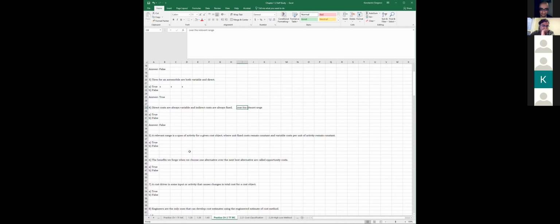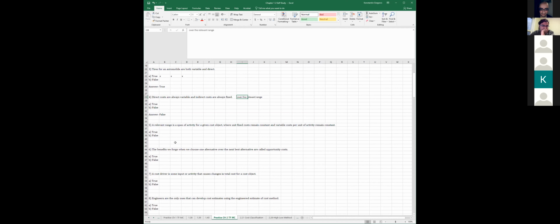Their costs are always variable. Not necessarily. Relevant range is a span of activity for a given cost object, where unit costs remain constant and variable costs per unit remain constant. True. We talked about this. Yes, true. That's true.